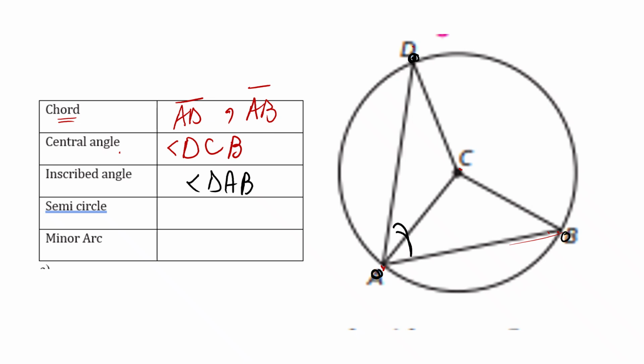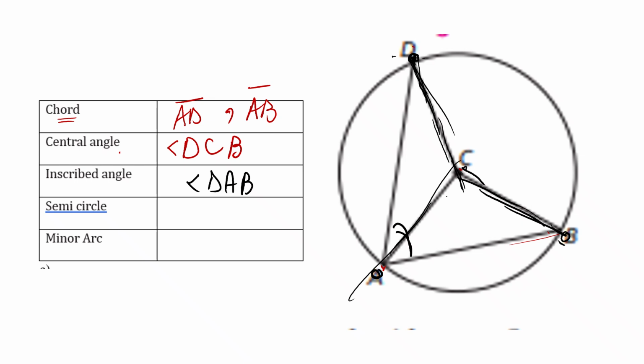Angle DAB. Semicircle. So for the semicircle we have to find the diameter. Okay, so where is the diameter? Diameter is D and B. Okay, so look at this. So this is the diameter. So we cannot have the diameter directly over here. If you see here, this is not even the diameter, right? So we cannot say directly the diameter.